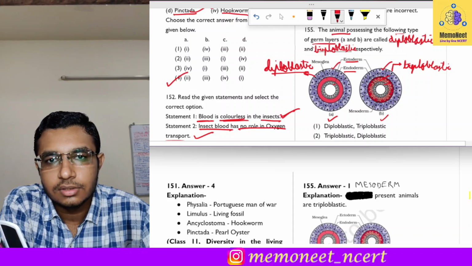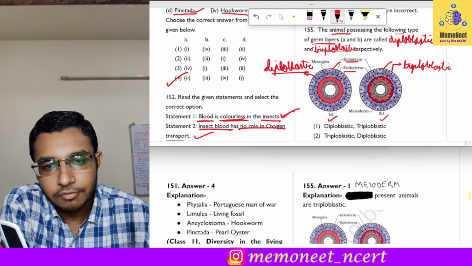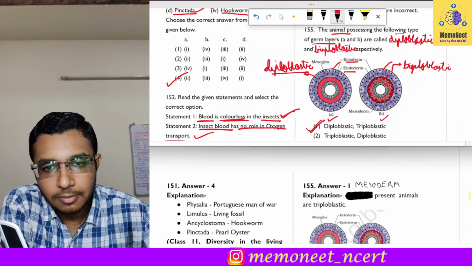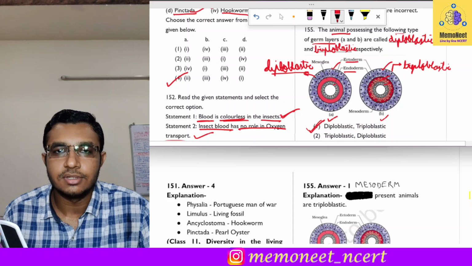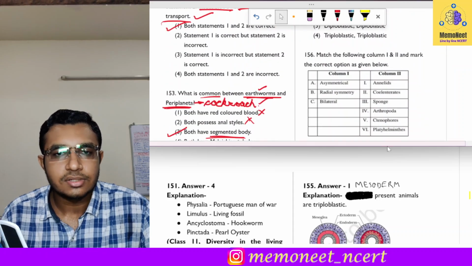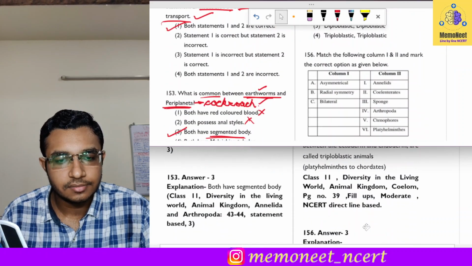Okay, so A and B are respectively what? These are diploblastic and triploblastic. So the correct answer of this question is option 1. The next question is question number 156.